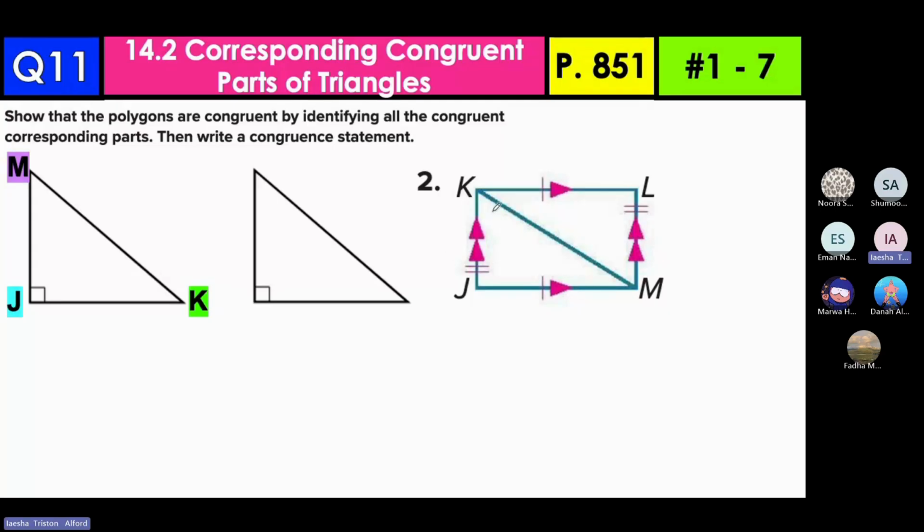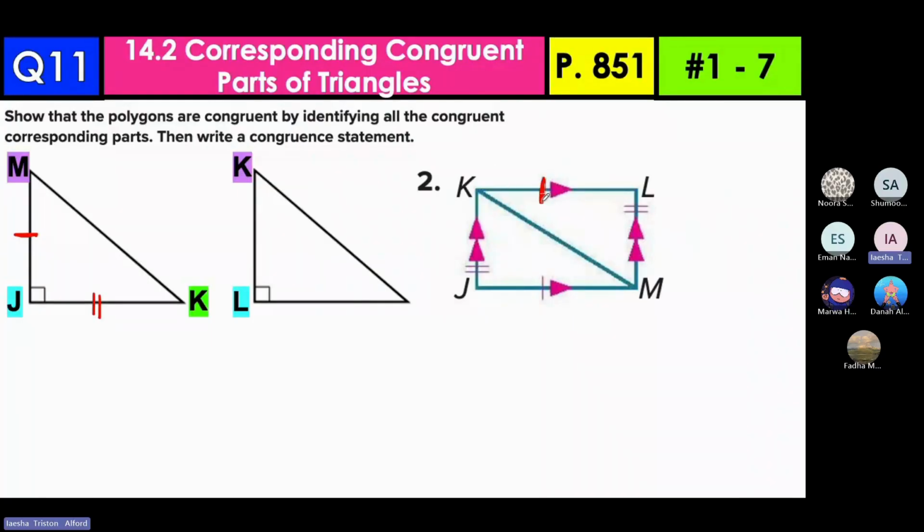So if I'm looking at this right triangle, there is 1 line between J and M, and there are 2 lines between J and K. So I need to be careful when I match the second one. What is in the same place as J in the second triangle? L. Then what is going to be in the same place as M in the second triangle? K.